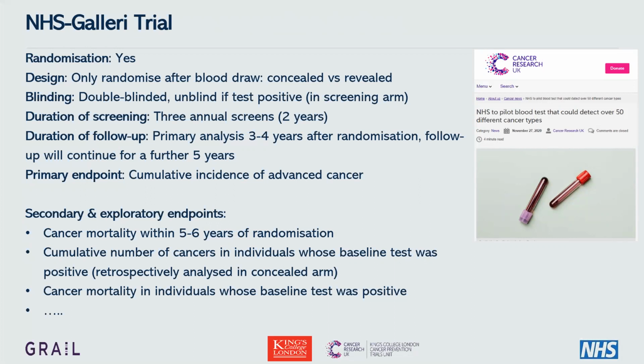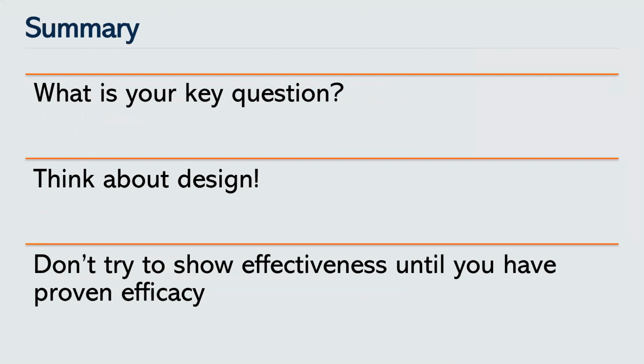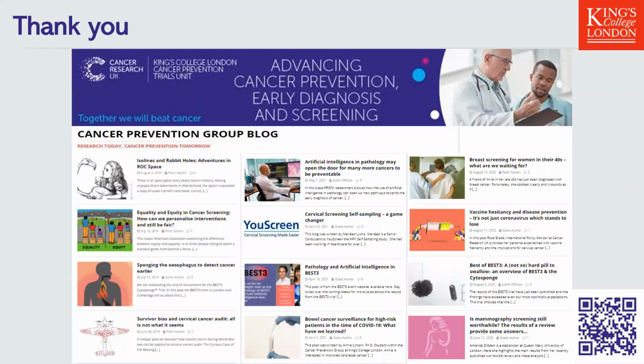Other things will be looked at in secondary endpoints. And we'll be looking at cancer mortality within 5 to 6 years of randomization. We'll look at the cumulative number of cancers in individuals whose baseline test was positive. And we'll be looking at cancer mortality in those whose baseline test was positive as well as a number of safety type endpoints. So when you're designing trials, particularly in screening and prevention, you need to think, what's your key question? How should you design the study to answer that question? And remember not to try and show effectiveness until you've shown efficacy.